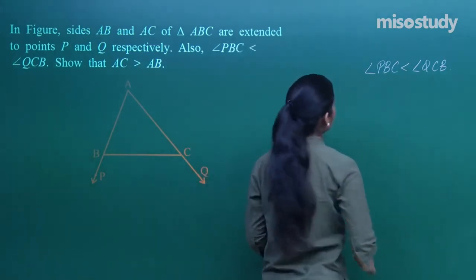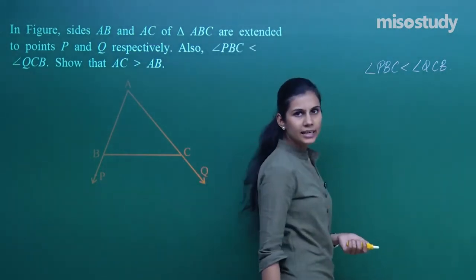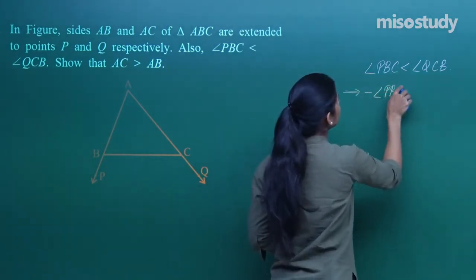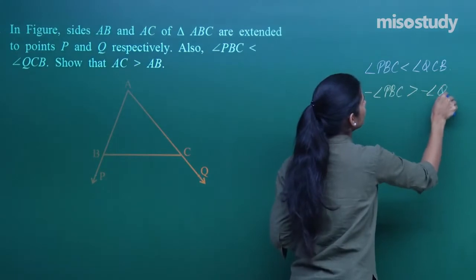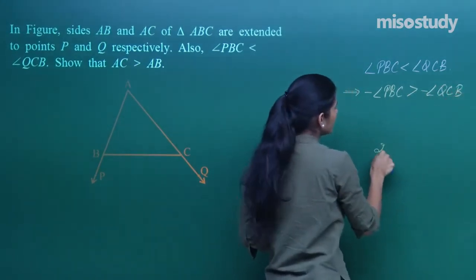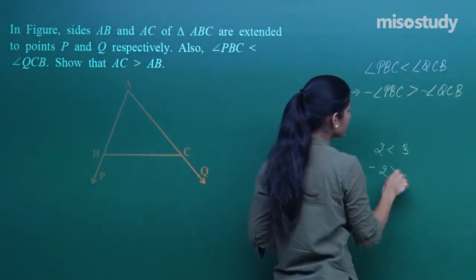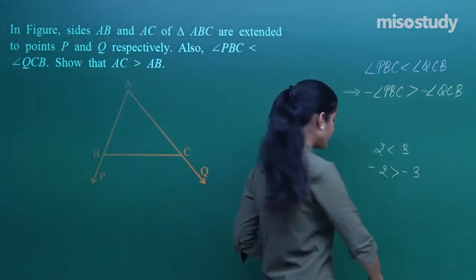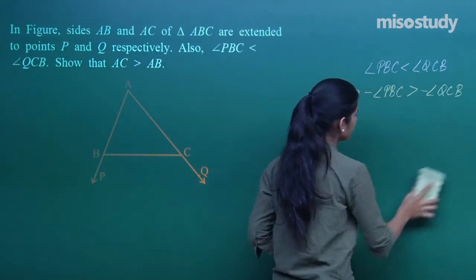So this is what I have. If angle PBC is less than angle QCB, this implies minus of angle PBC is greater than minus of angle QCB. You know that if 2 is less than 3, minus 2 is greater than minus 3. When you multiply both sides by minus 1, you actually get the inequality reversed.